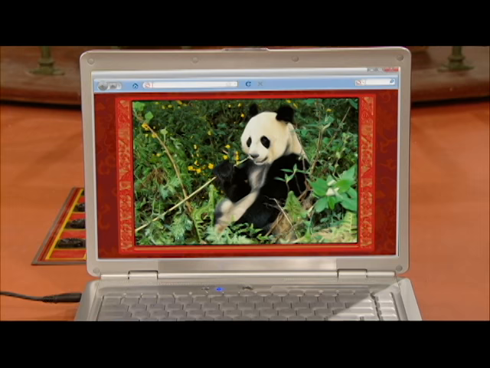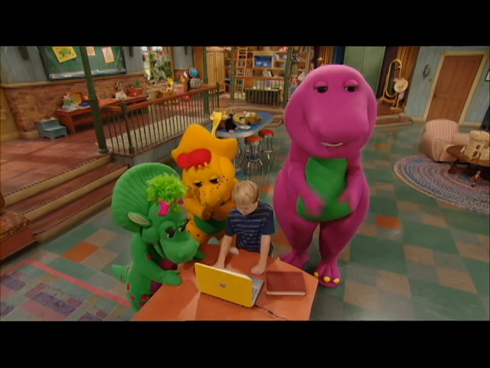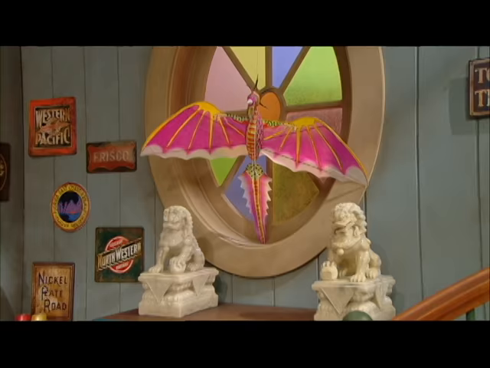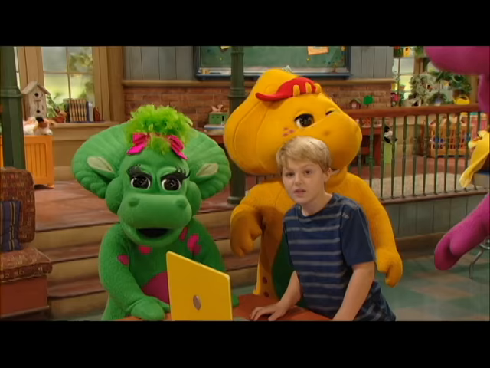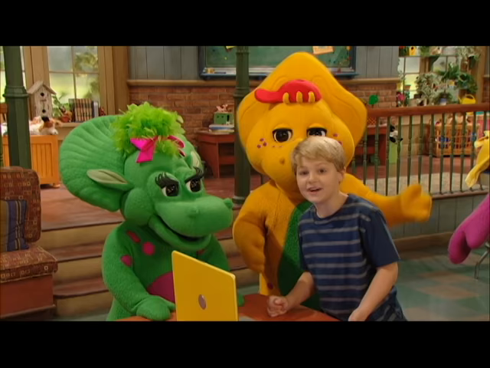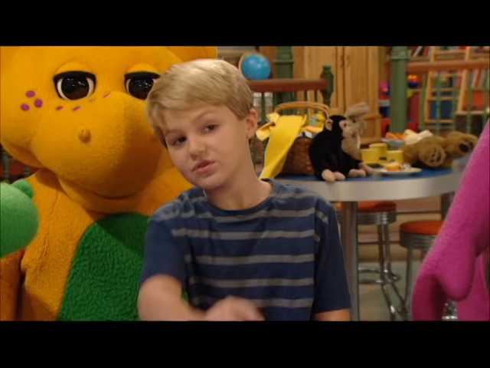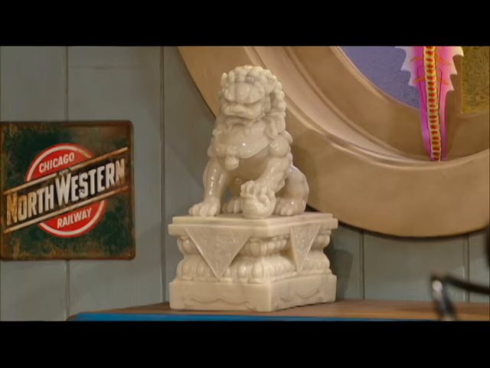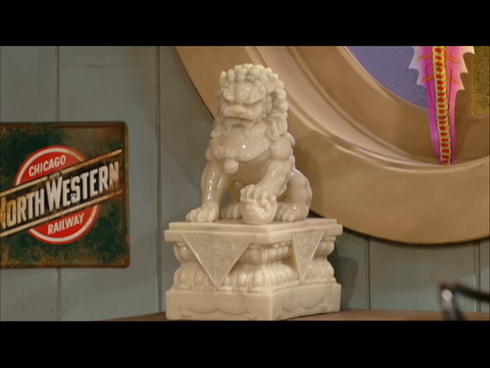Uh-huh. The giant panda bear comes from China. He eats a lot of bamboo. Oh, he's so cute. And look, we have some things from China right here in the caboose. Did you know that kites were invented in China? No way. Uh-huh. Are those lion thingies from there too? Oh, yes. Sometimes they're called guardian lions, and sometimes they're called foo dogs.